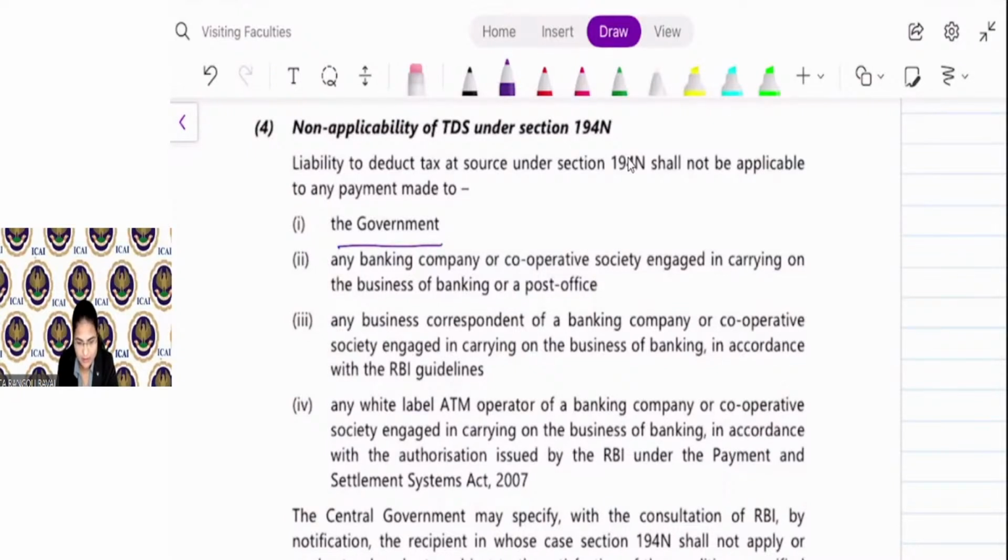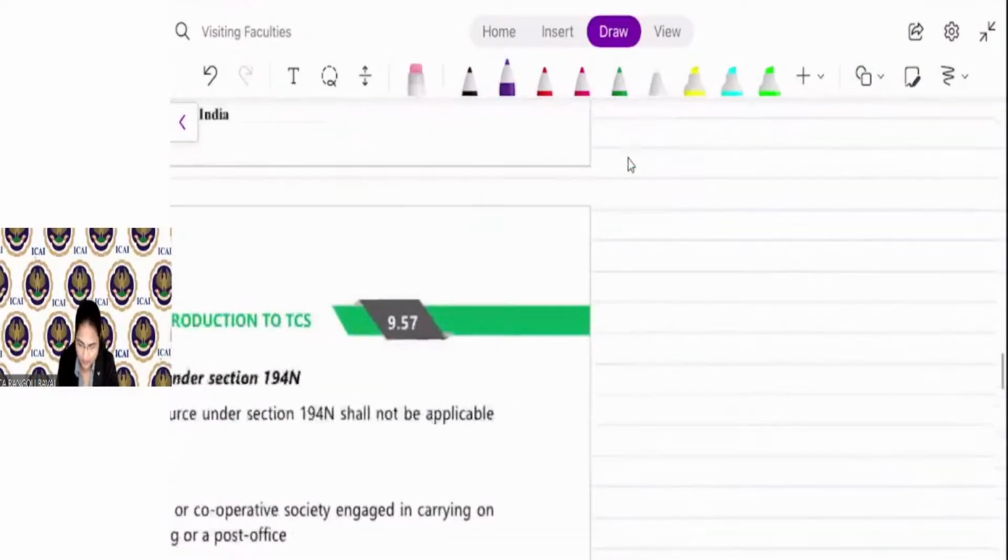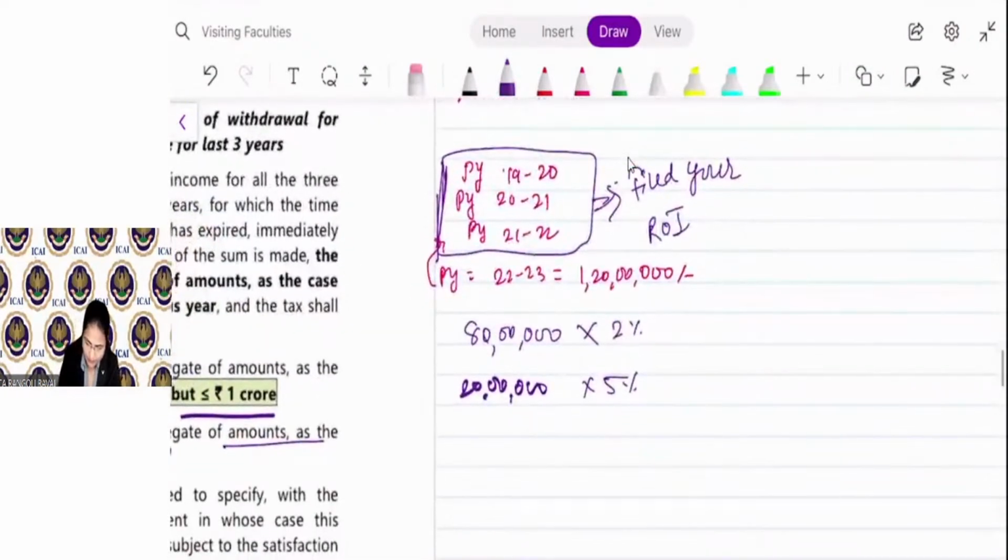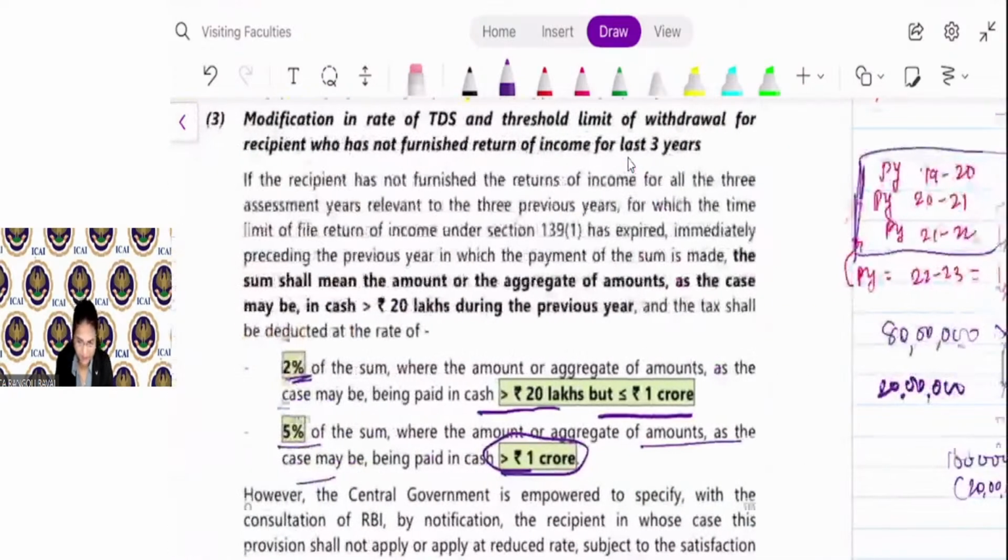50 lakh. Dhyanesh, it is deducted on 50 lakh, that is exceeding the amount exceeding 20 lakh. Vedant, 80 lakhs comes to 1 crore minus 20 lakh, because the 2% is required to be deducted on amount exceeding 20 lakhs. Clear, Vedant? Yes or no? Vedant, clear?